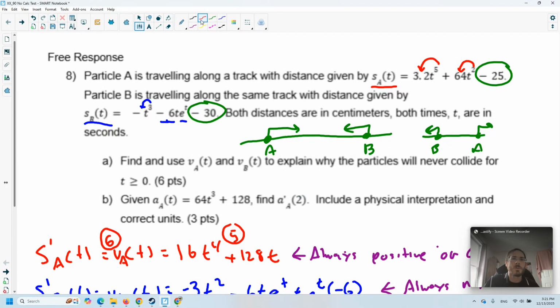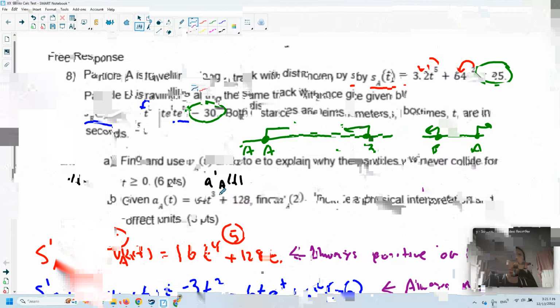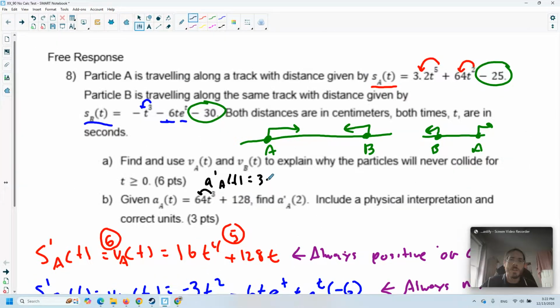Okay, well, that's not too crazy, because to do a prime a of 2, we're just doing one derivative here. So a prime a of t is, again, we just use the power rule, 3 times 64 times t squared. So that means that a prime a of 2 is 3 times 64 times 2 squared. And that's it. You didn't have to simplify it.